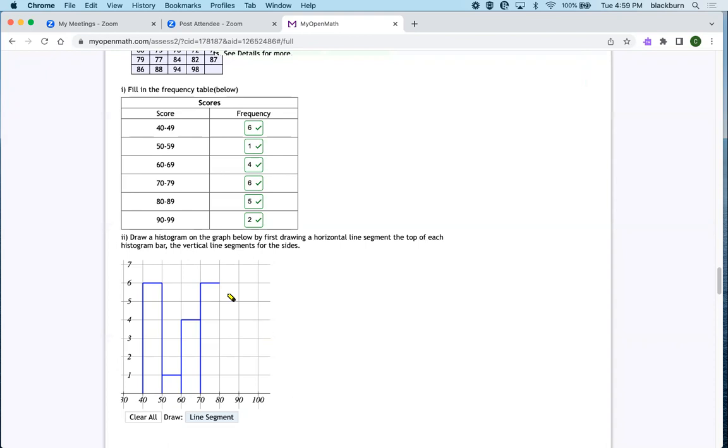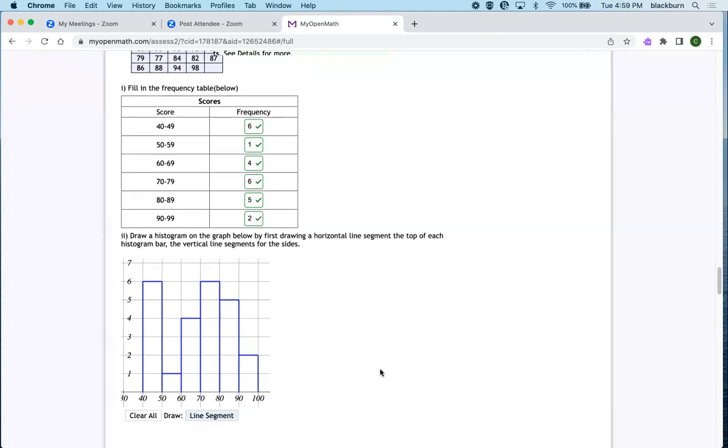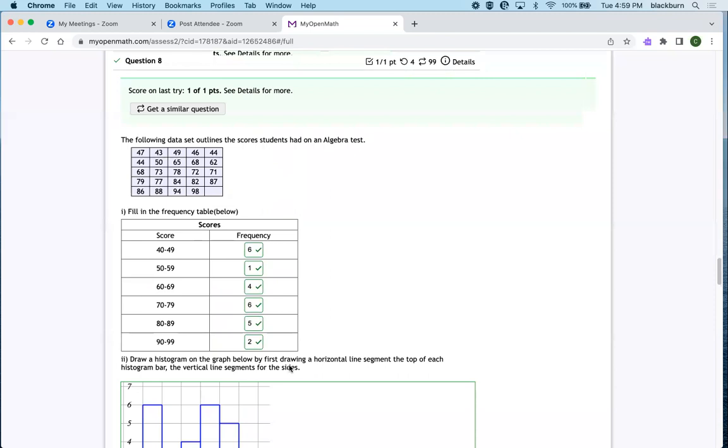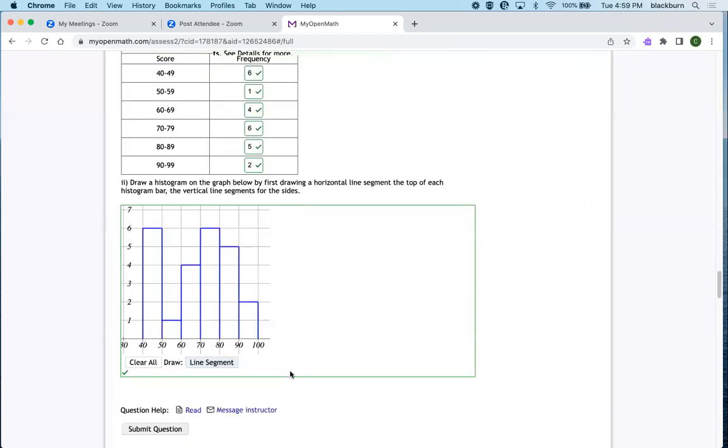80 to 89 is 5. Little horizontal line right there. Throw that vertical line, whoops, I went too far. And then 90 to 99 is 2. So then we draw the vertical bars right there. And there we have it. So I was able to draw a histogram.